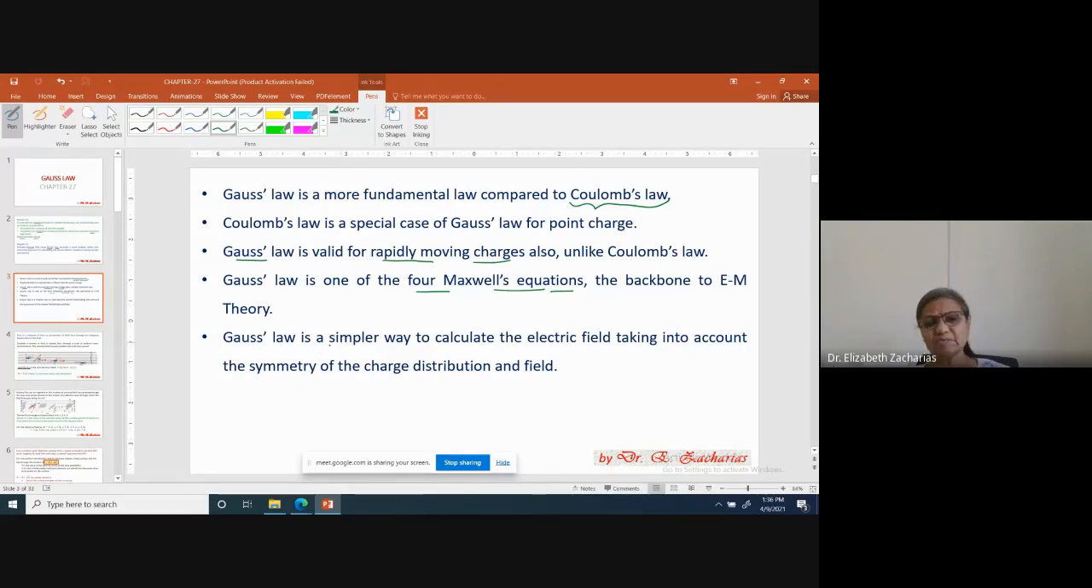And the next thing is, as previously mentioned, Gauss law is a simpler way of calculating the electric field. And here also we take into account the symmetry of the charge distribution and the symmetry of the field. What this means, we will understand as we go along.